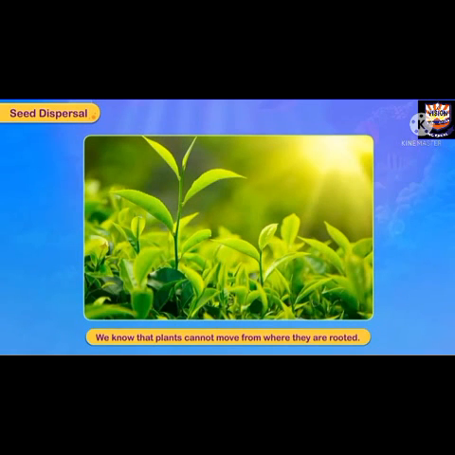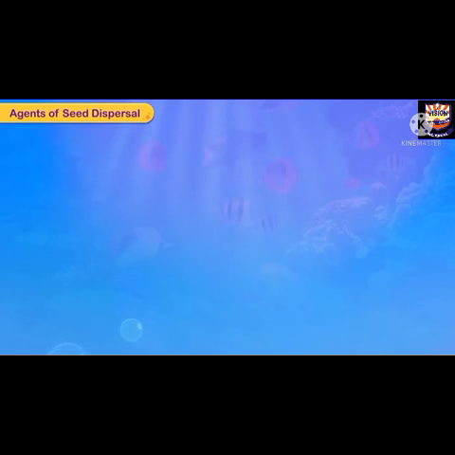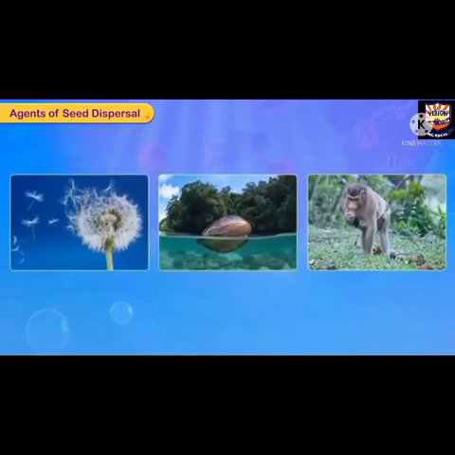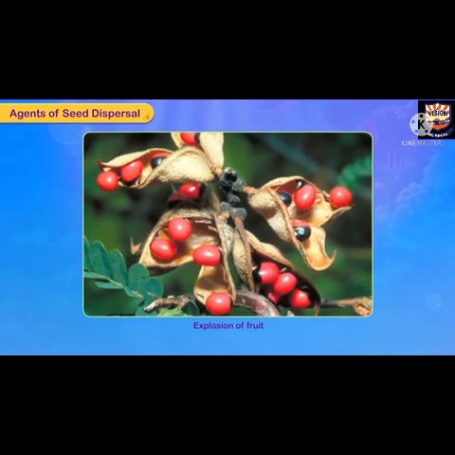We know that plants cannot move from where they are rooted. Then how do seeds travel over large distances? This process is followed with the help of the agents of seed dispersal, and they are wind, water, and animals. Seeds are carried to different areas with the help of these agents. Explosion of fruits is also a helpful process in seed dispersal by their own.